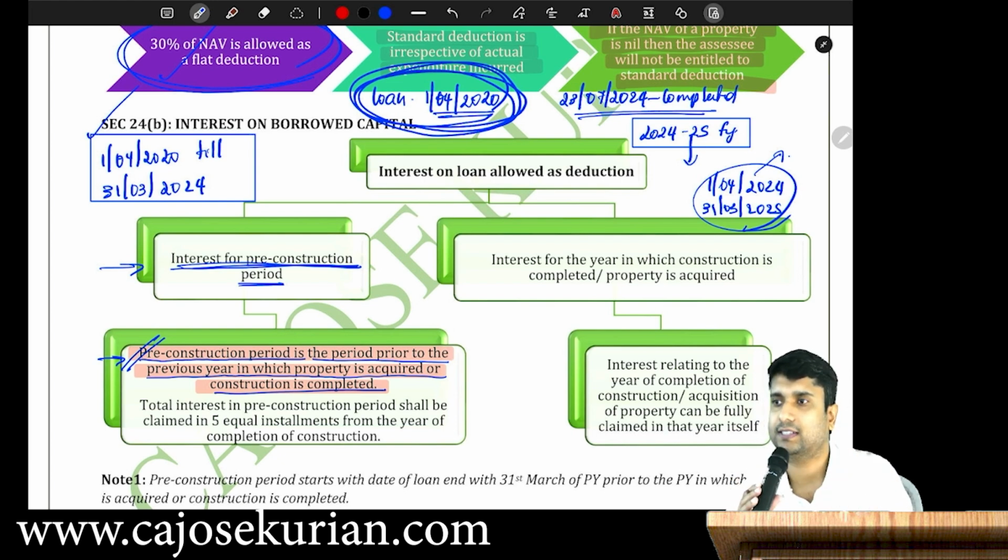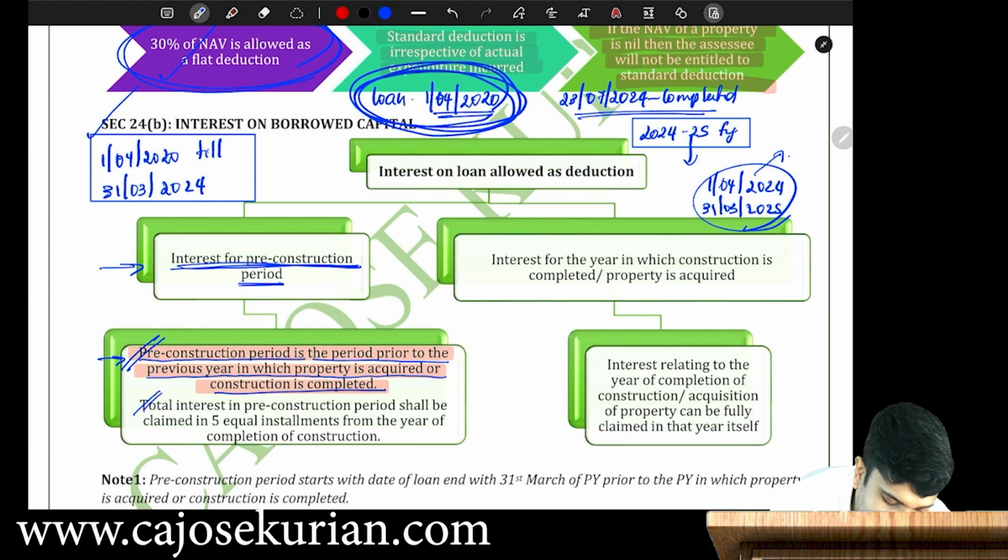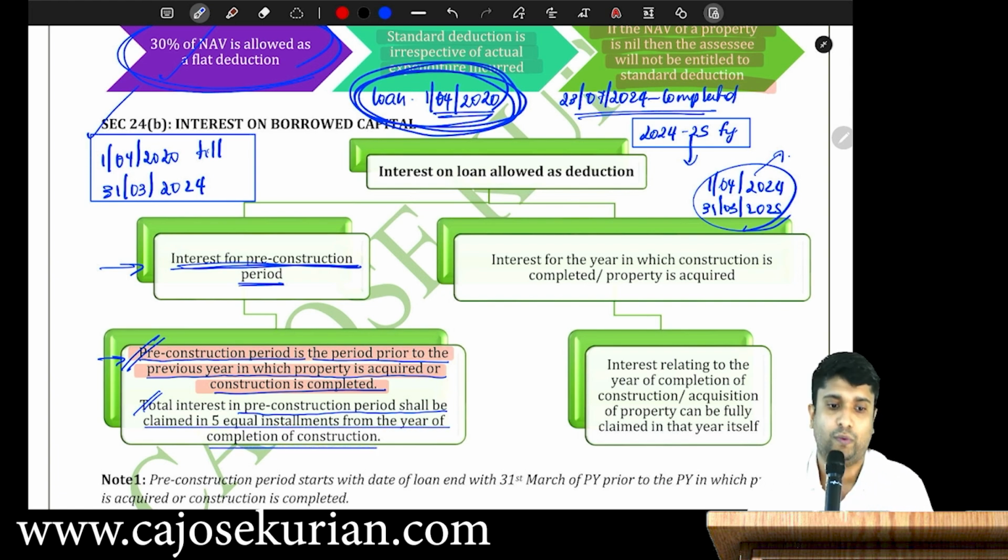What to do with the pre-construction period interest? Accumulate everything and claim the total interest in the pre-construction period in 5 equal installments from the year of completion of construction. Are you with me?